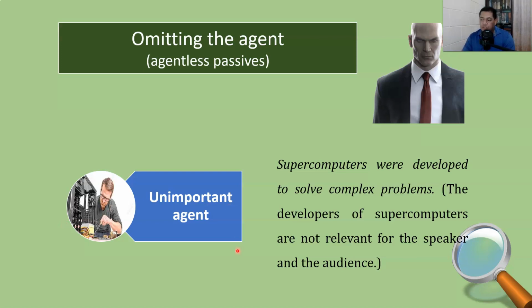Supercomputers were developed to solve complex problems. Yes, the developers of the supercomputers is not relevant for the speaker and for the audience, so I am not going to use the agent, right? I'm not gonna say supercomputers were developed to solve complex problems by developers of supercomputers. It's not really important, it's not really relevant, so I'm not gonna use it, okay?